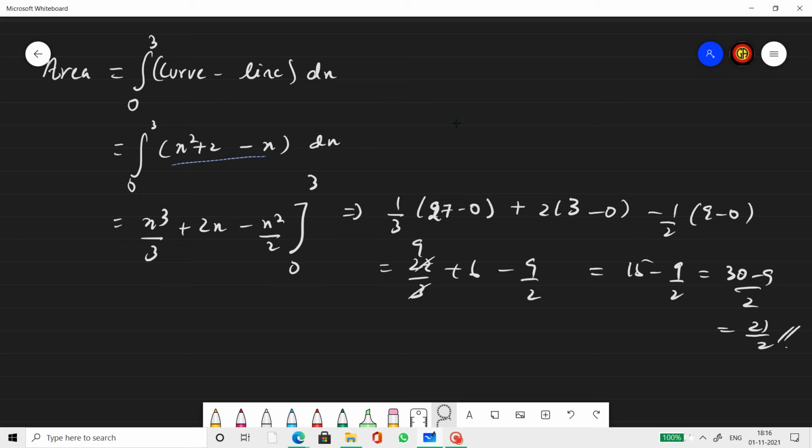Now simply integrate it. X square integration is x cube by 3. 2 dx integration is 2x and x integration is x square by 2. Then apply the upper limit and lower limit on each of the terms. So we get 21 by 2 as the answer.